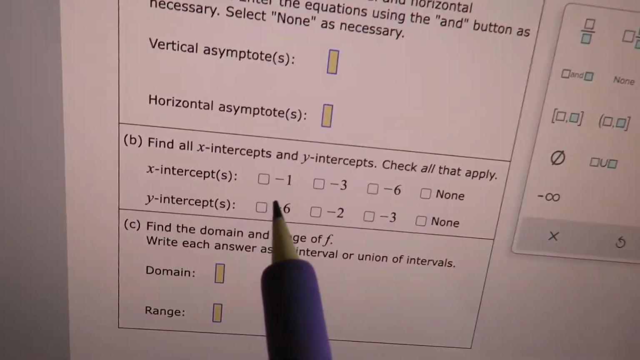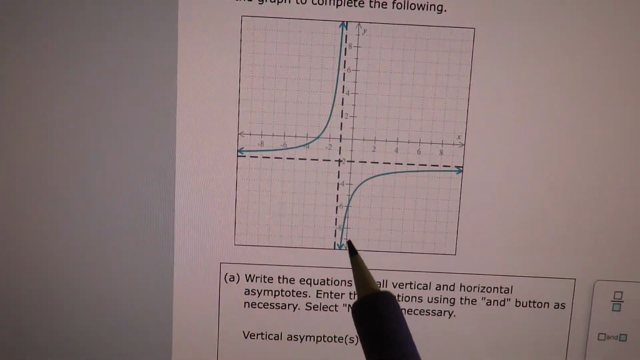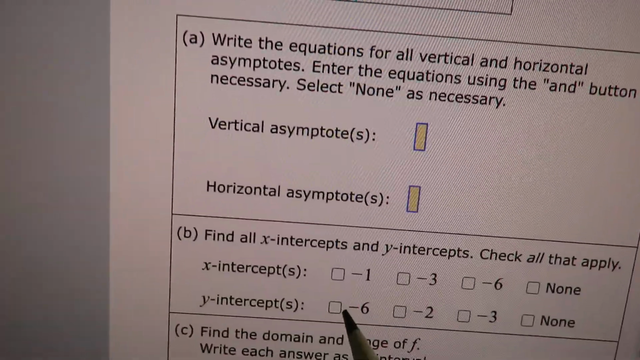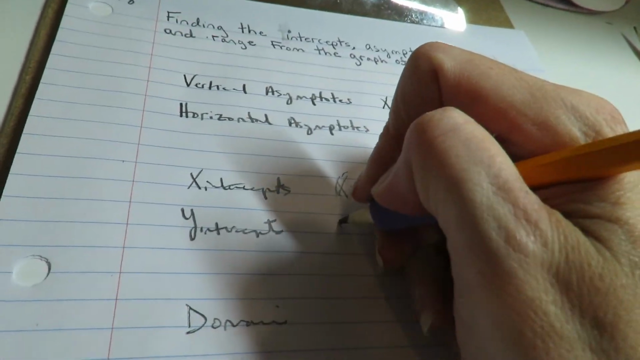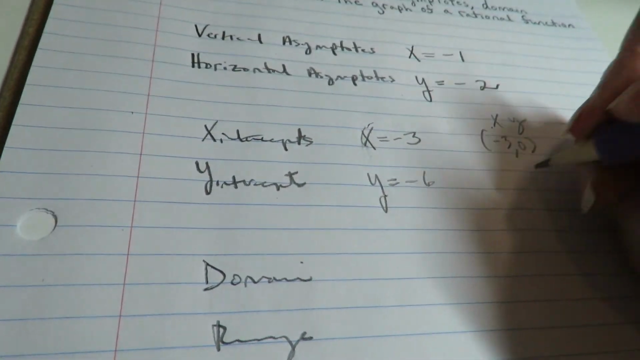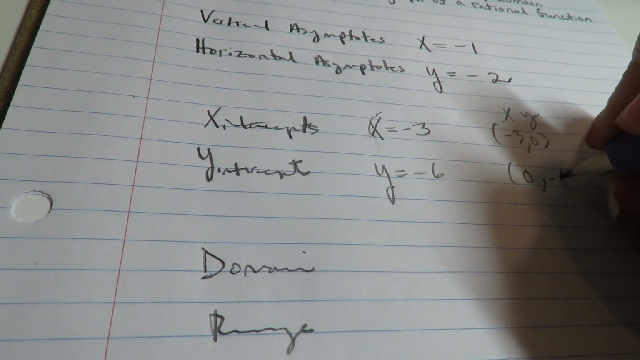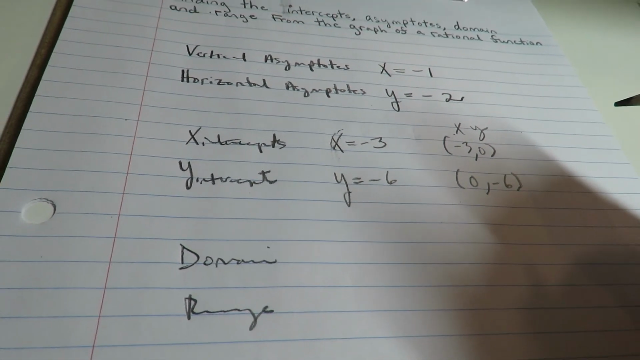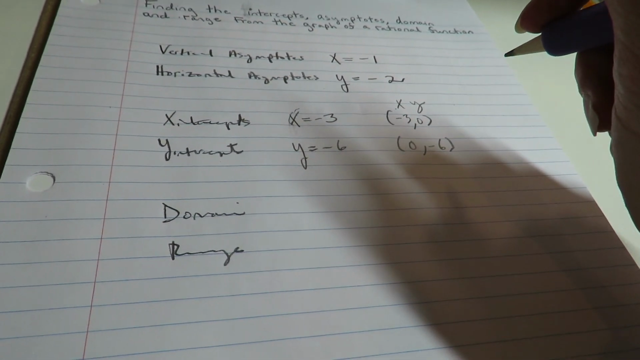Okay, they also want the y-intercept, so let's look at that. The y-intercept's right there. It's -6, so you would check off a box like that. Just showing you how to do this so you're not floored when you take the test. How it's formatted is way different than I taught.